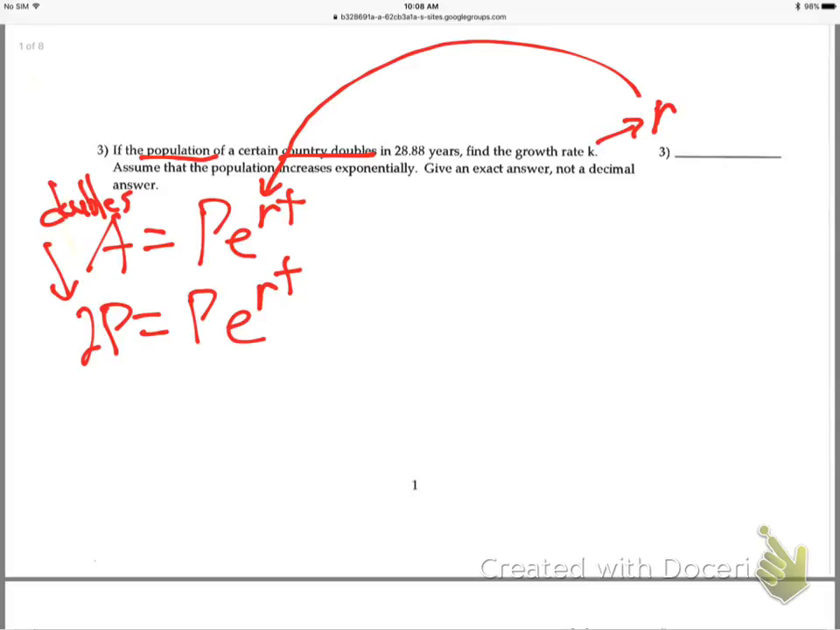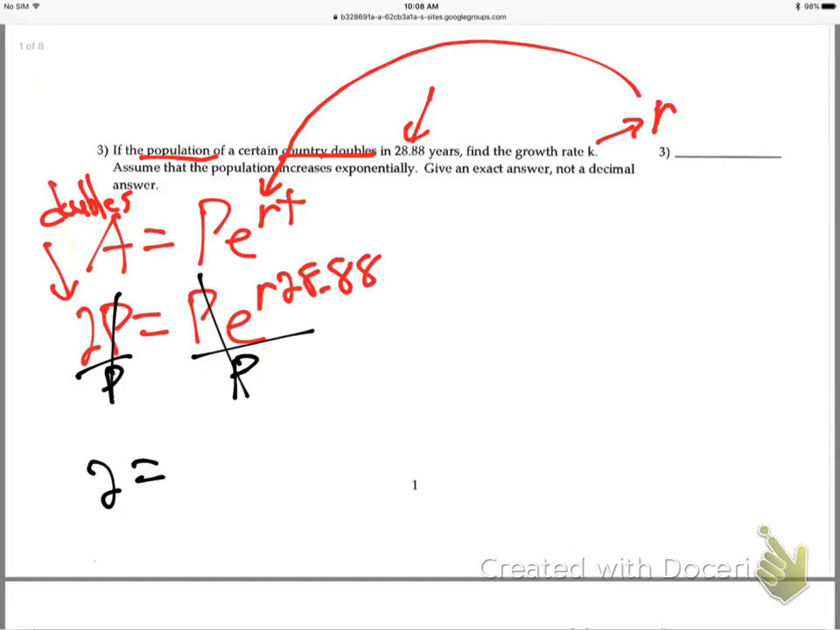Okay. What do I do next? I got to solve. Oh, it doubles in 28.88 years. I'm supposed to put that in for T, huh? So in 28.88 years, the population doubles. A becomes 2p. All right, yeah, so now we need to solve for R. What do we do first? Yeah, divide by the p. So 2 is e to the r, 28.88.